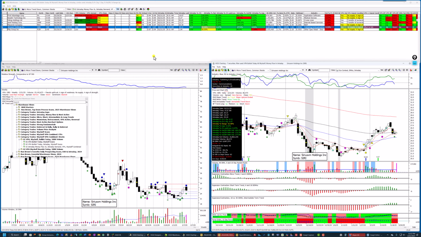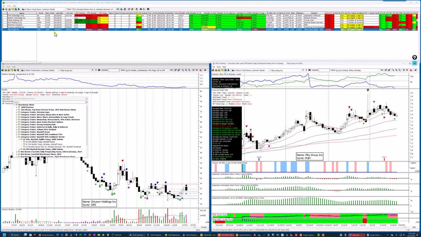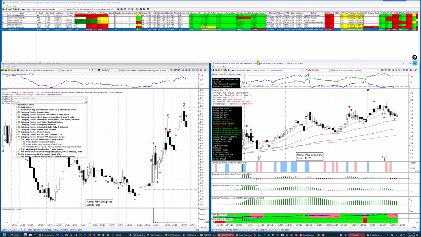PLBY. I don't know this stock. It's a $1.90 stock, but you can see it fits the criteria. The 3 went below the 6. 6 is still above the 18. Now you can work your way all the way down here.